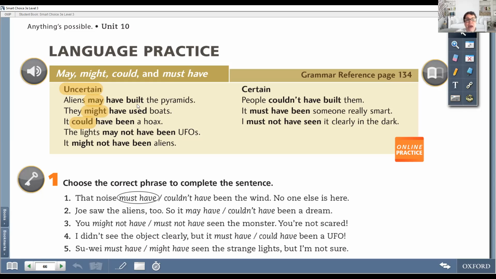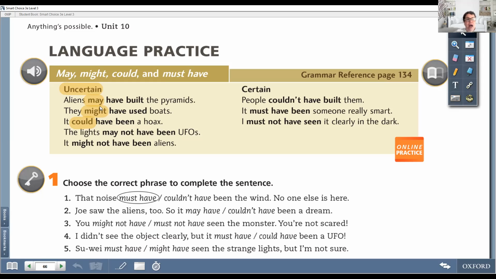Examples. Aliens may have built the pyramids. They might have used boats. It could have been a hoax. As you noticed, we are talking about the past. We are making deductions about something in the past.